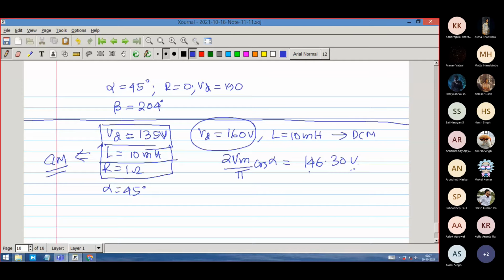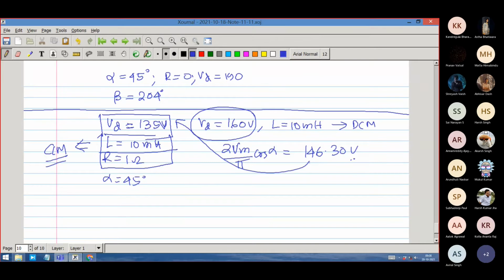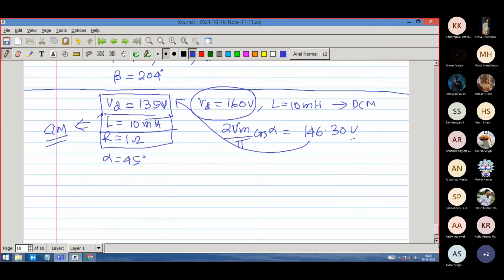Continuous conduction mode requires a reasonable amount of difference between this and this, and also depends upon the value of R and L. So depending upon the L by R time constant, you will be able to go to continuous conduction or discontinuous conduction mode of operation, right? So let us see how a continuous conduction mode of operation can be analytically solved.